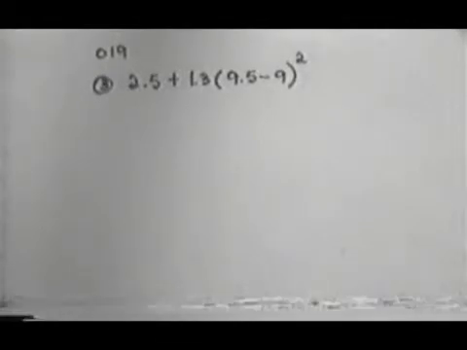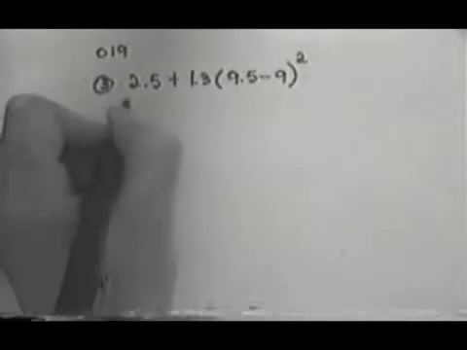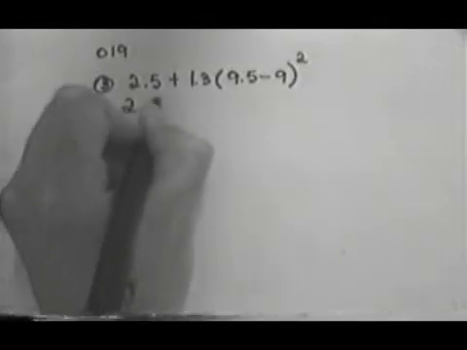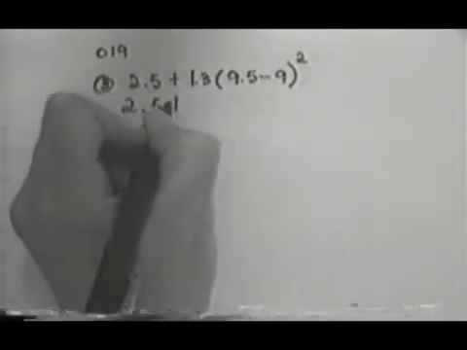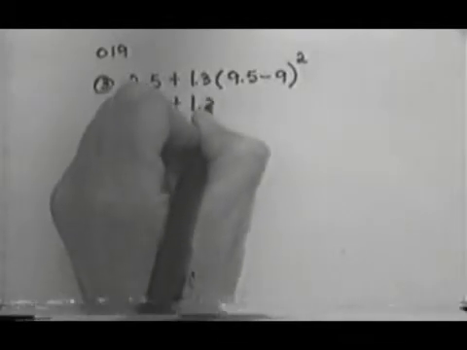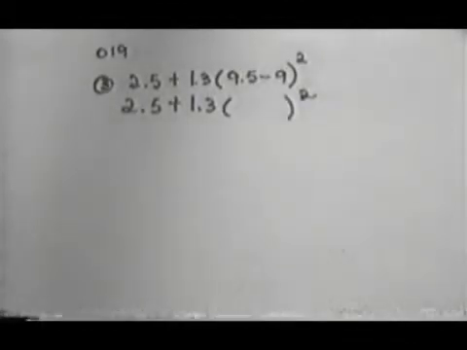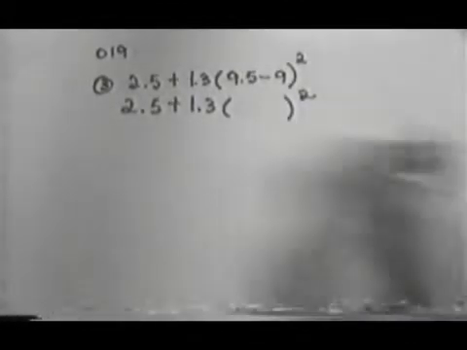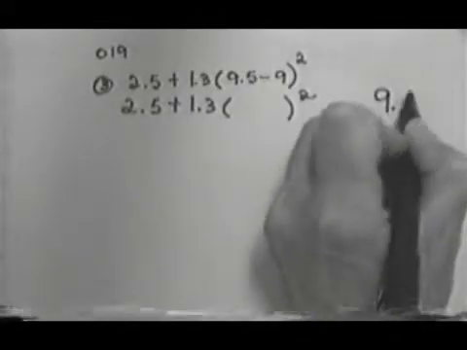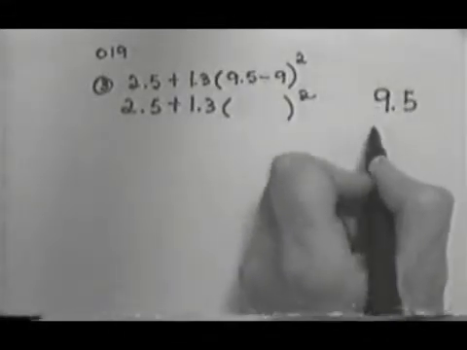So we need to begin with our parentheses. So let's write everything down just as it is. 2.5 plus 1.3. And then we need to do what's inside of our parentheses. So we need to do the 9 and 5/10, subtract the 9. Now you might can just write that answer down, but just in case you can't, I'm going to put them over here to the side.